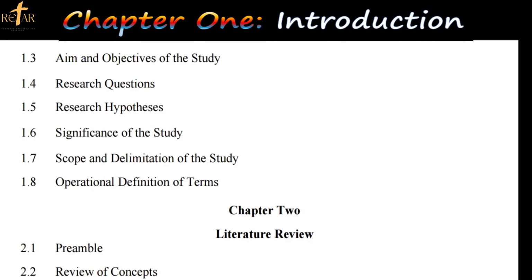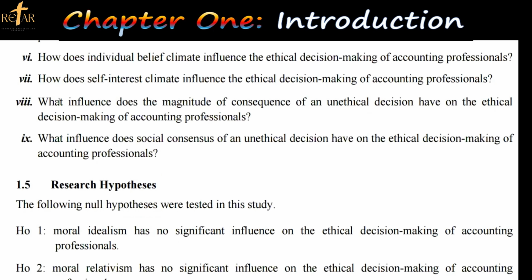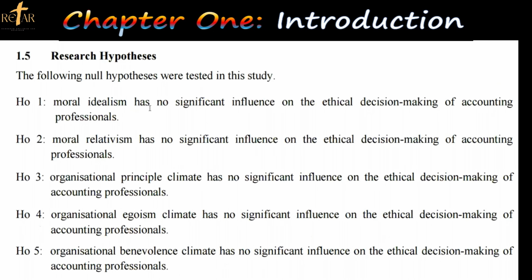And this is what we mean by this one as stated in a null form. Moral idealism has no significant influence on the ethical decision making of accounting professionals. All these are stated in a null form. Null hypothesis is actually the research hypothesis. Alternate hypothesis is like the word, alternative to the research hypothesis. So when your data does not support your hypothesis, then you take the alternative. So please take note of that.